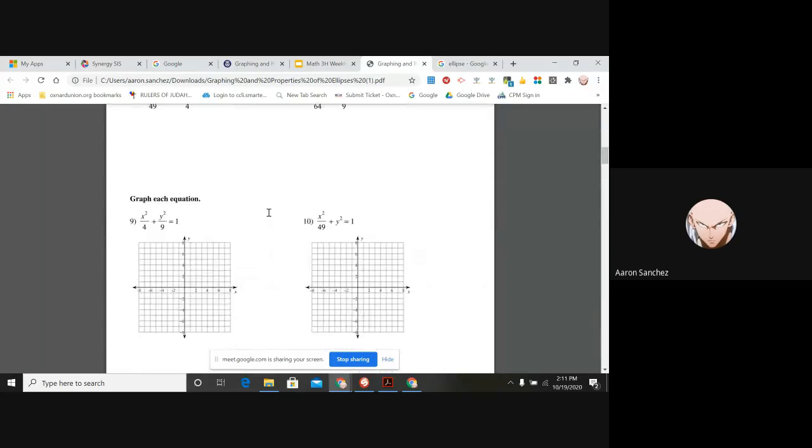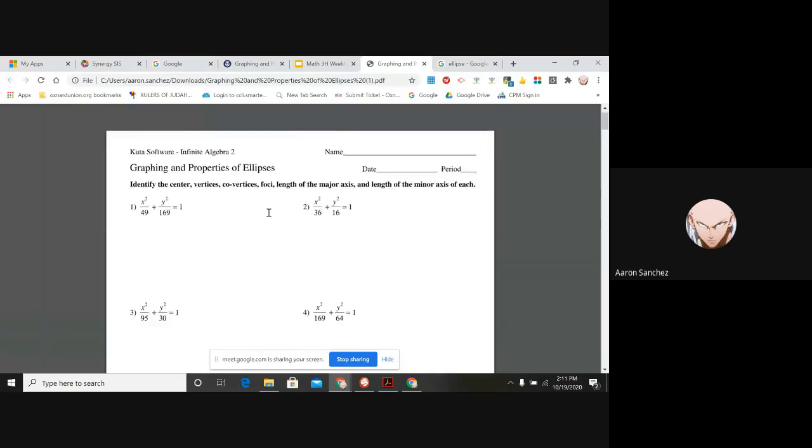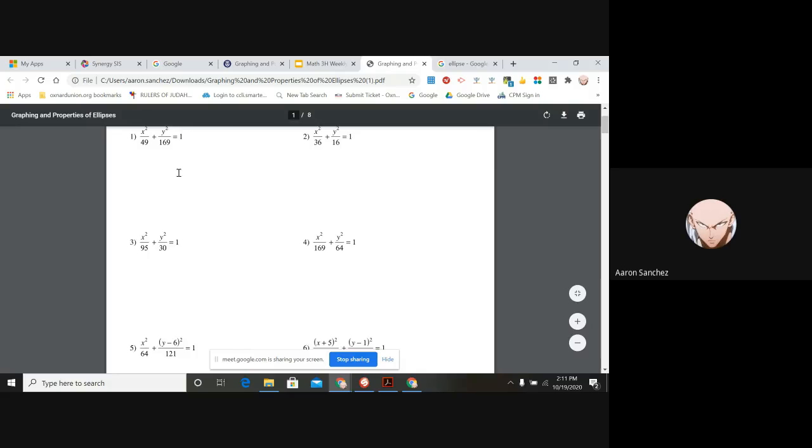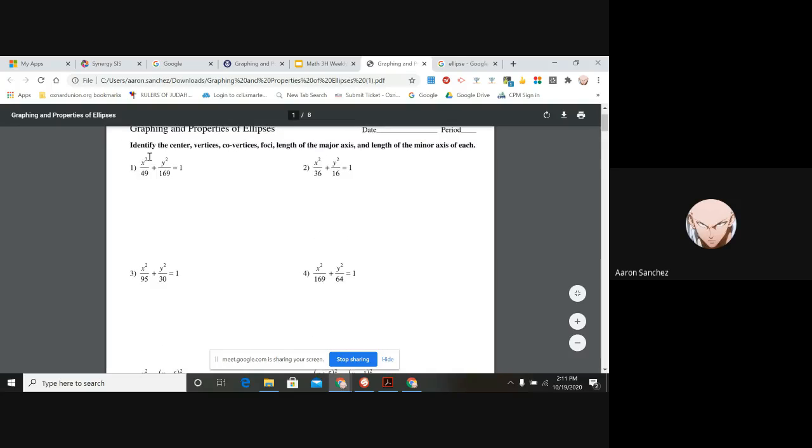Okay, let's go ahead and look at, we're doing 1 through 20 on this assignment on graphing the ellipses. We're doing every single problem here. So here's the thing. Let's start with number 1. Now, it does not ask you to graph these, and you don't need to graph them. You just have to answer the questions.